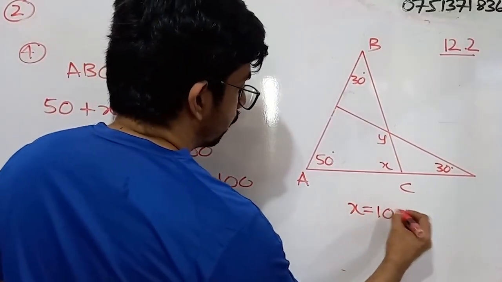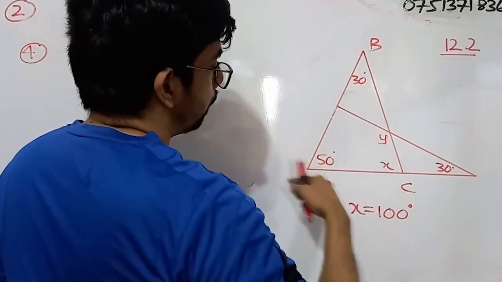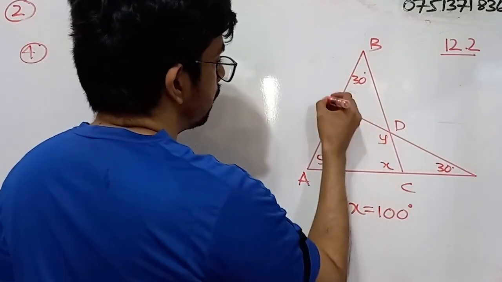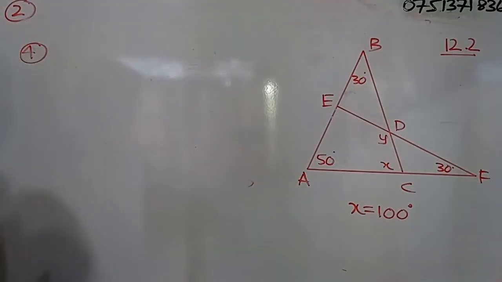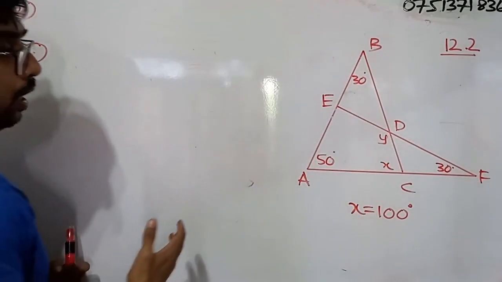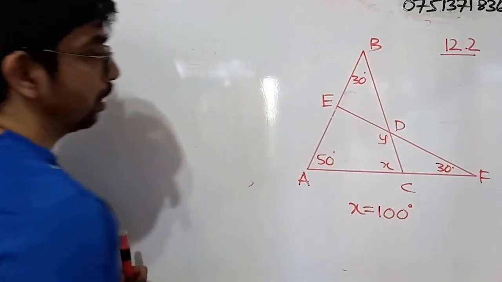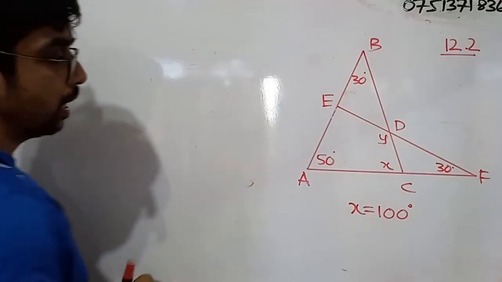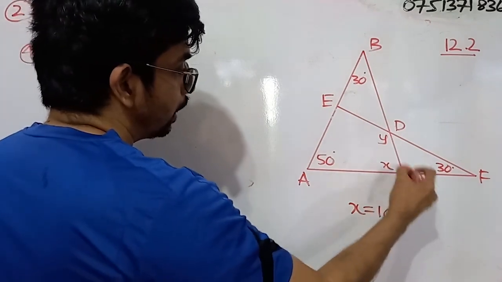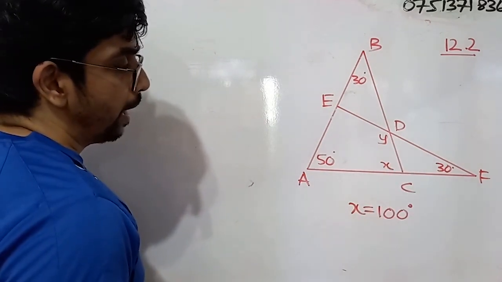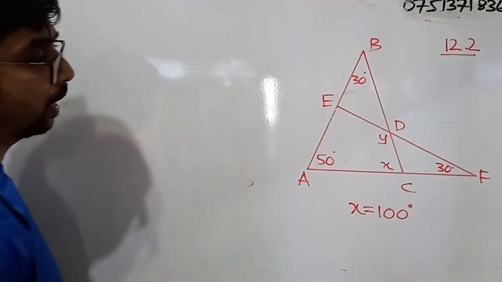So we will write it here, 100. Then I will rename A, B, C. This is D, E and F. Right. So if we talk about the quadrilateral ACDE, we know the value of the angle A. We calculated the value of angle X. We have to find the value of angle Y, right?